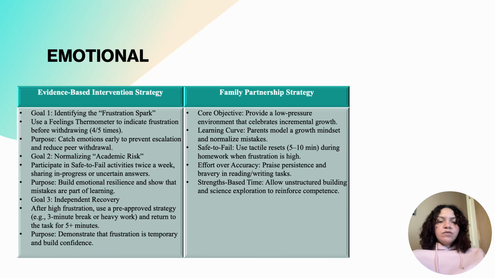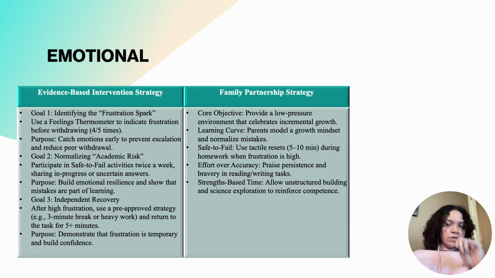The emotional goals for self-based evidence strategies. Goal 1, identifying the frustration spark. The goal: within 1 month, when feeling overwhelmed by reading or writing tasks, Jordan will use a visual tool like the feelings thermometer to identify his frustration level to the teacher before exhibiting restless behavior in 4 out of 5 opportunities. This helps Jordan catch the emotion while it is still small, preventing the boil-over feeling that leads to him withdrawing from his friends.